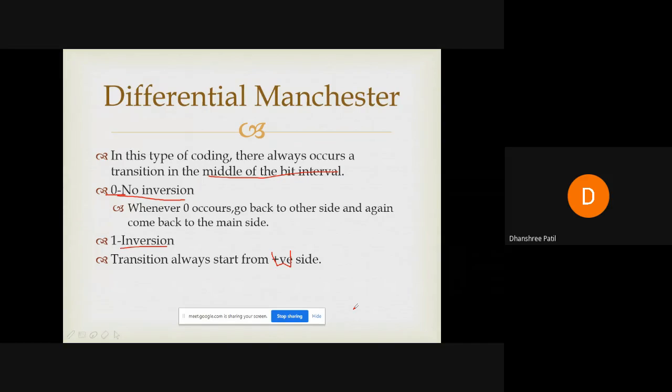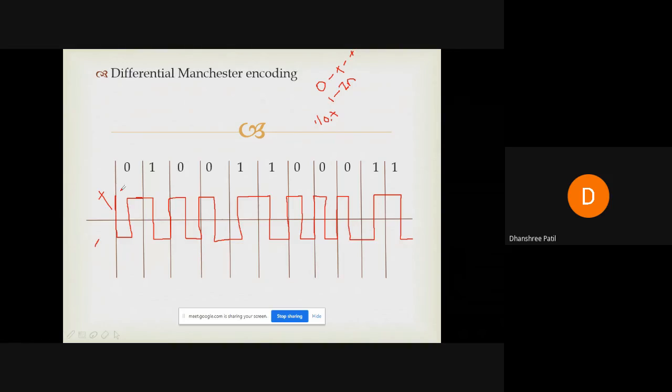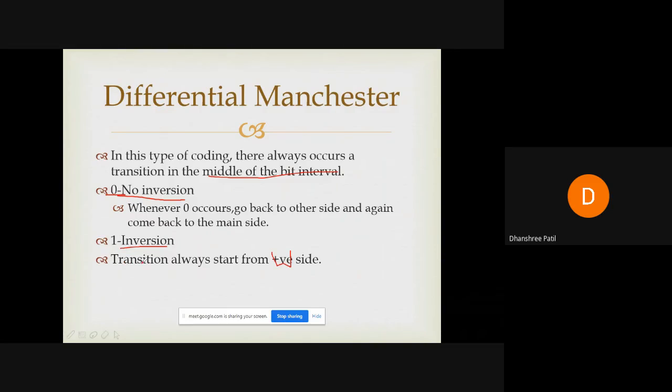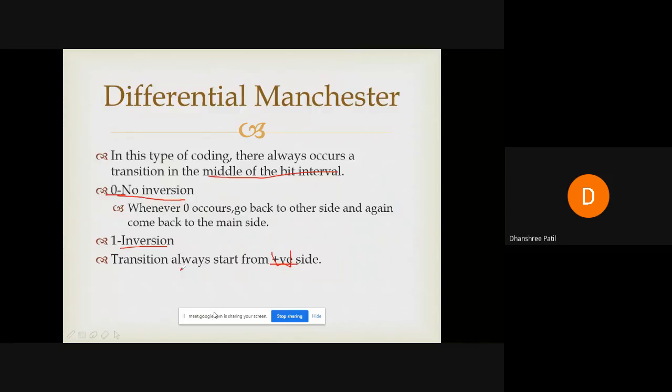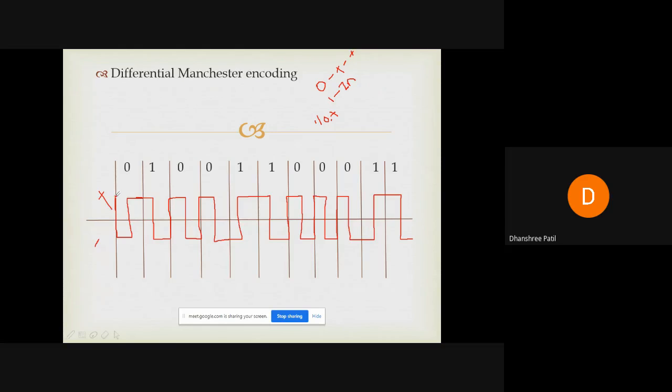So the transition will always start from the positive side. Let's see. Either 0 or 1, whatever the first bit is, my transition should always start from the positive side. So this is 0. The transition is starting from the positive side. But what does 0 represent? Whenever 0 occurs, go to the other side and again come back to the main side. So it is starting from positive. It will go to the other side, means negative, and again come back to positive. So here my 0 is over. From here, then this and this. So this is called no inversion.